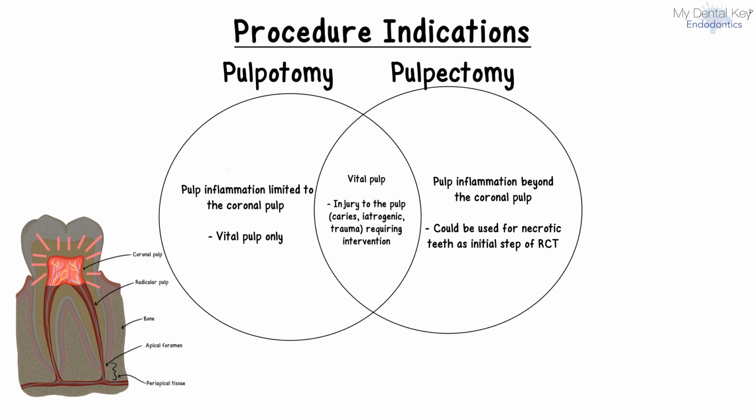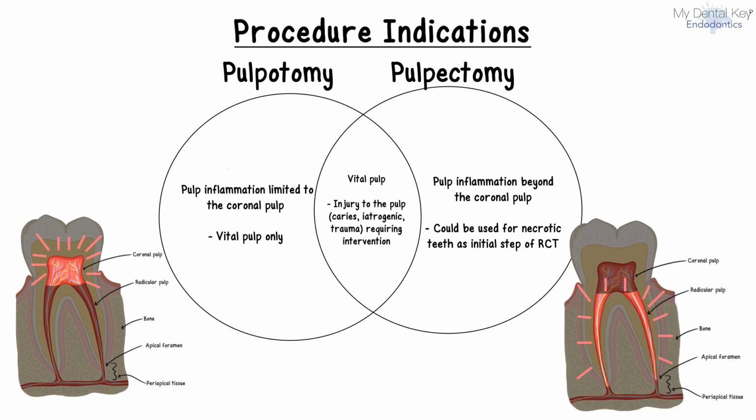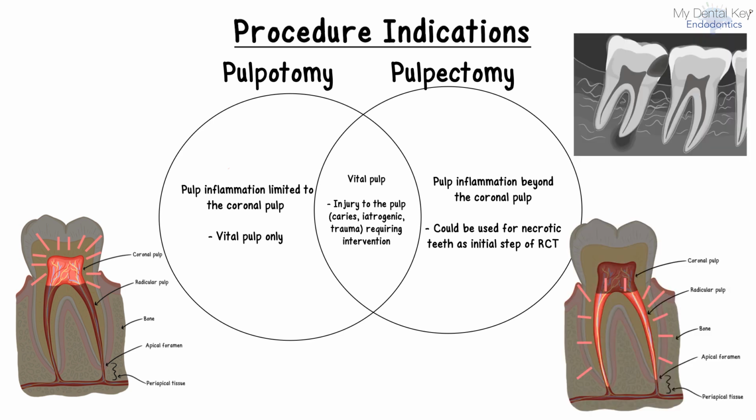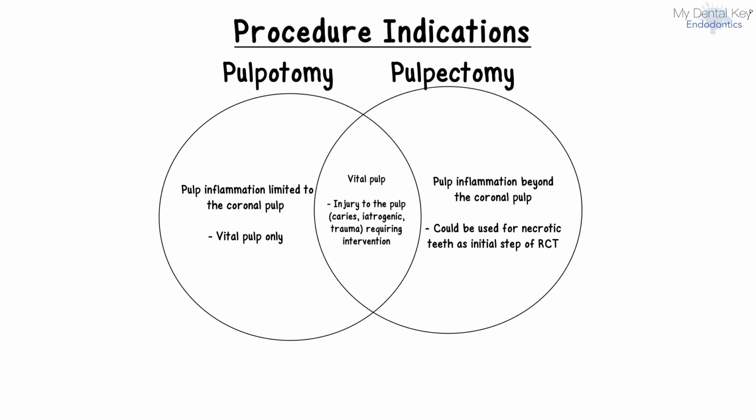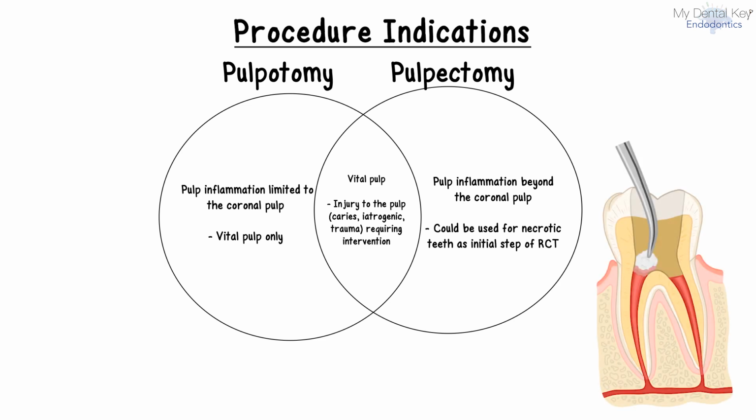For pulpotomy to be indicated, the inflammation must be limited to the coronal pulp. If the inflammation extends into the radicular portion of the pulp, for example, if a periapical radiolucency is visible, a pulpectomy is indicated. One clinical sign that inflammation extends beyond the coronal pulp is bleeding from the canals that cannot be controlled with pressure or hemostatic agents during the pulpotomy.